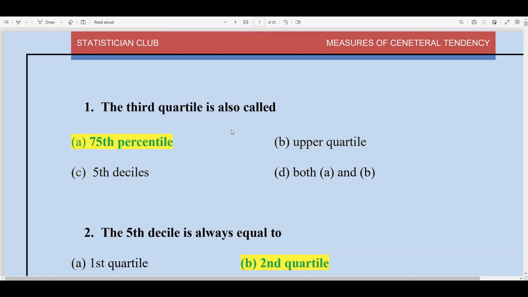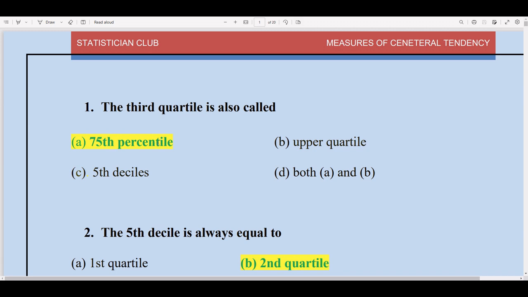In this video, we solve MCQs about measures of central tendency. Now let's start. The third quartile is also called the 75th percentile.